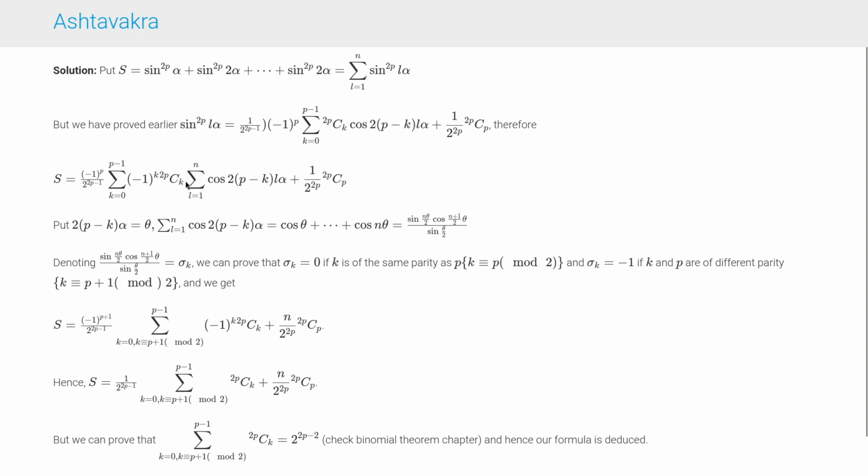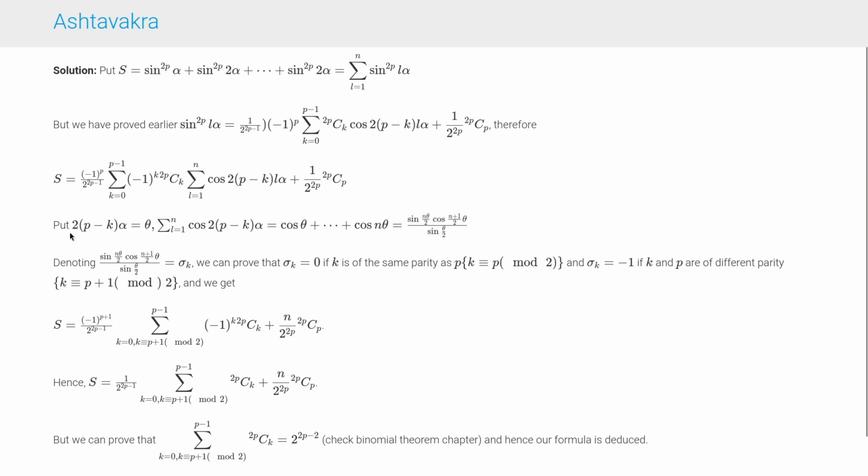There should be a plus sign here. There is something missing here. I'll fix this in the next slide. Sigma L equals 1 to n of cos (2p minus k) L alpha, plus 1 by 2 to the power 2p 2pCp.